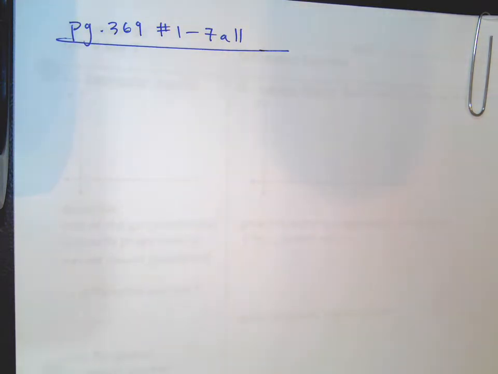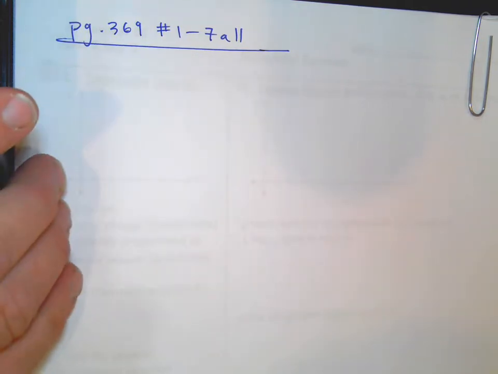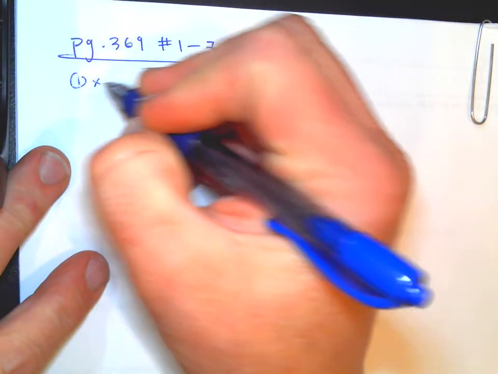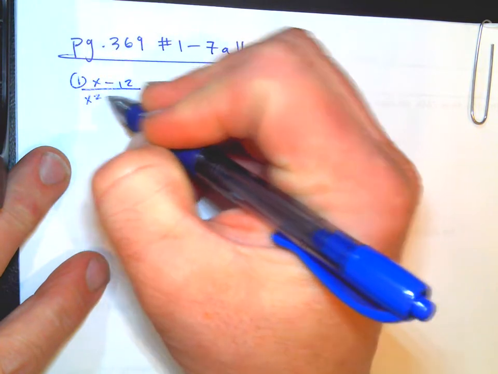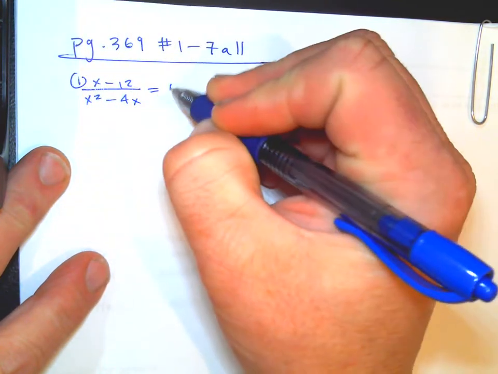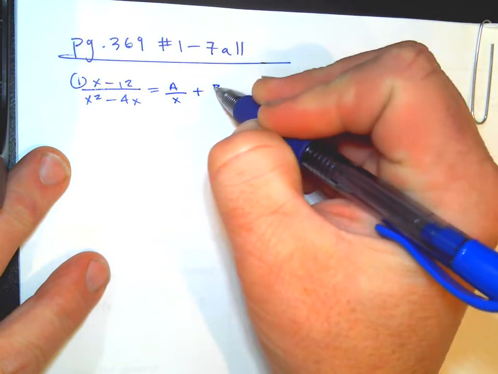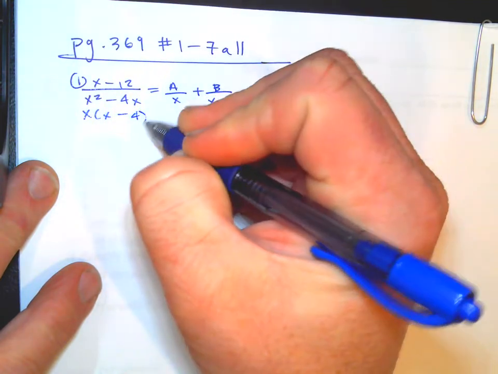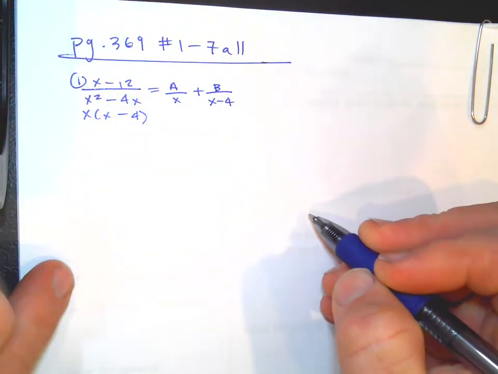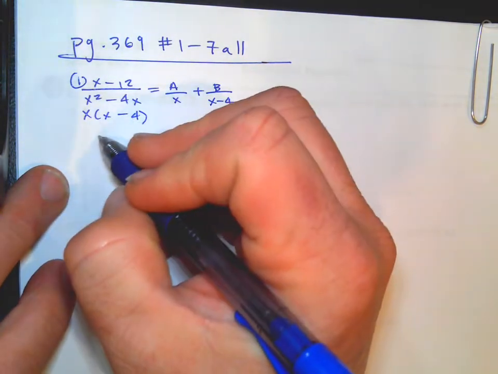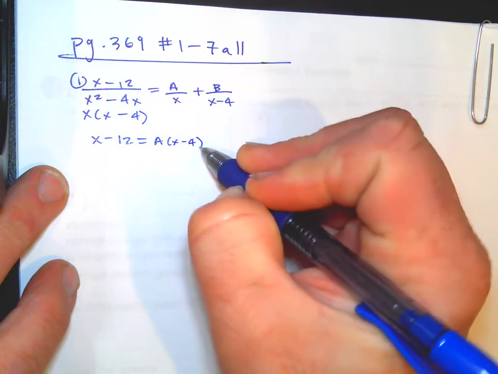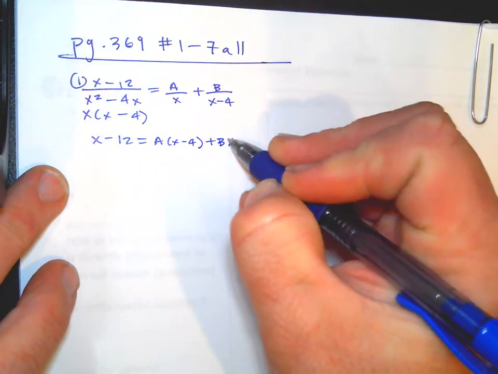Problems 1 through 4 say find the values A and B that complete the partial fraction decomposition. So essentially just break apart the fractions, no calculus, all integration. Number 1, x minus 12 over x squared minus 4x equals A over x plus B over x minus 4. We got to factor that first, and then part is going to be over x, and part is going to be x minus 4. I would multiply through by the least common denominator, and you get x minus 12 equals A times (x minus 4) plus B times x.